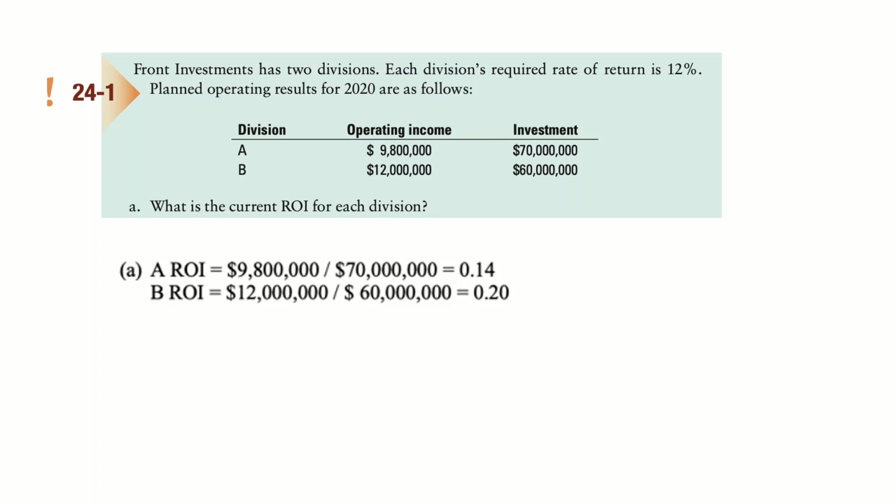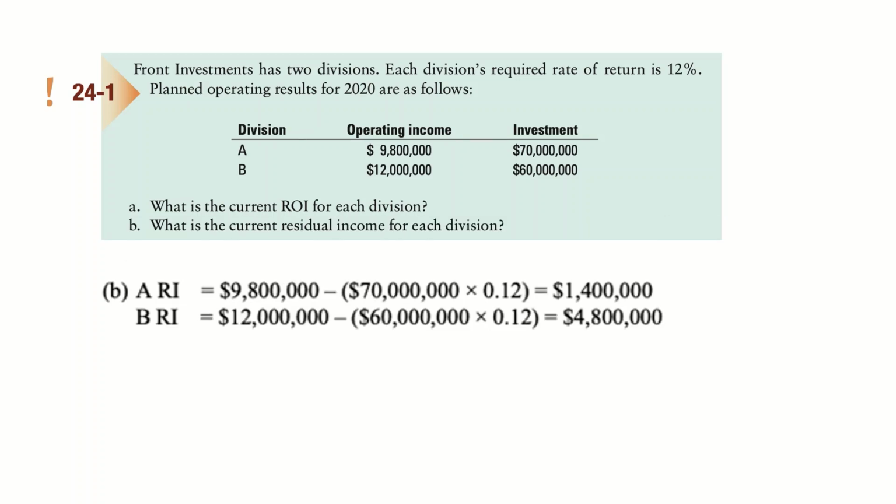As you know from the past accounting lessons, return on investment is an accounting measure of income divided by an accounting measure of investment. So we can solve the problem by dividing operating income by investment for A and B. Return on investment of A is 0.14 and return on investment of B is 0.20.